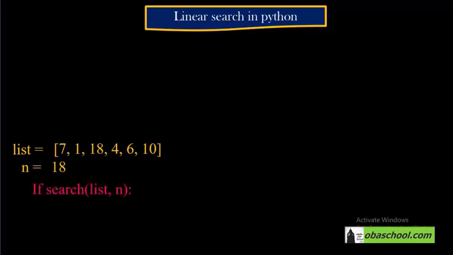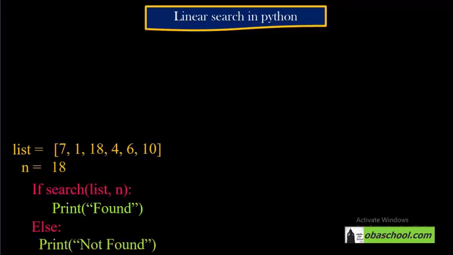Then we will have if search list N. So that means when searching the list, which is this one, you find the number 18, which is in the N, print found. That means on the screen print the word found. Else print not found. So if you did not find it, print not found. Okay, so this is part of the code. We are not done yet.